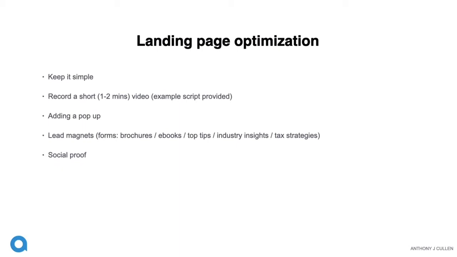And the lead magnet is basically like a brochure or an ebook or a top tip for the industry or an industry insight or maybe a tax-saving initiative or strategy. So there's a few things we can do there. And I'm going to show you how to do this and make it all extremely professional looking also.